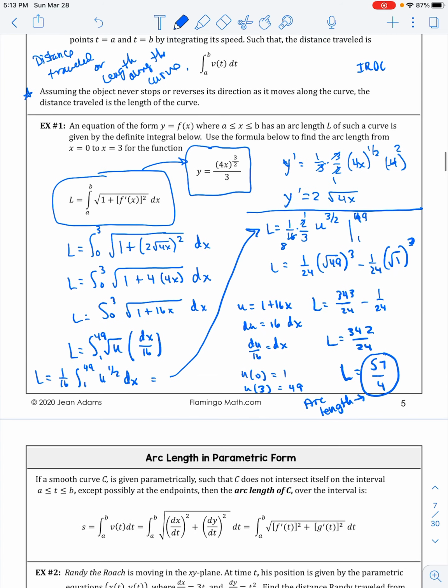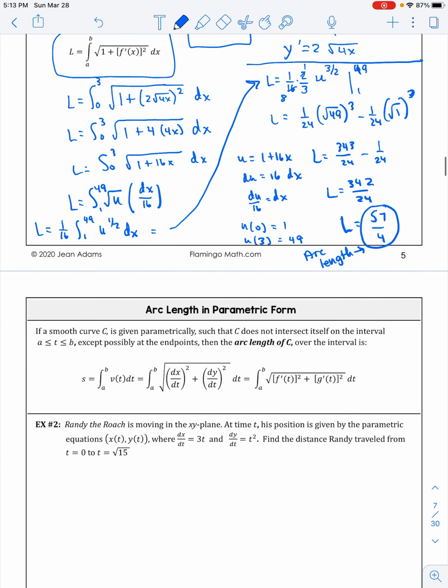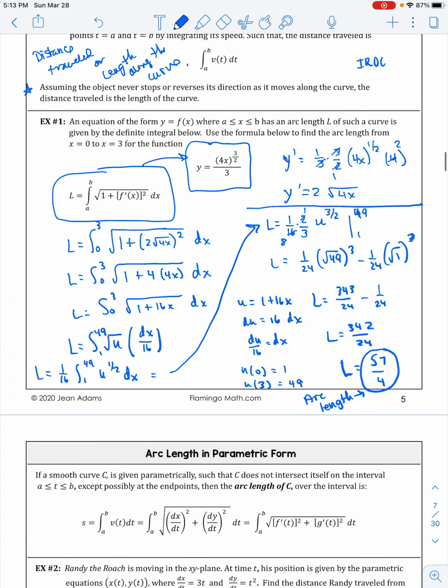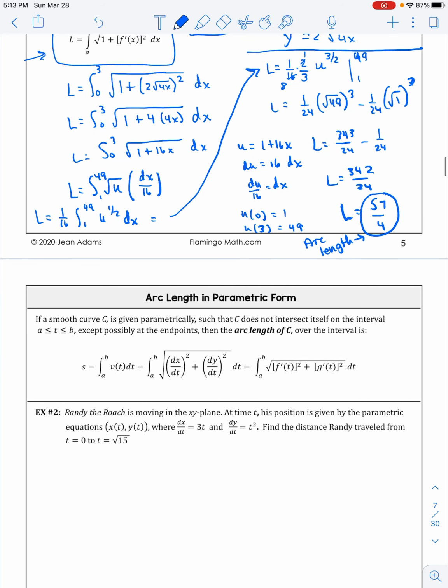Okay? And so basically, you're just using your formula. Okay? They told you that this is your arc length here. But now we're going to say the arc length in parametric form.